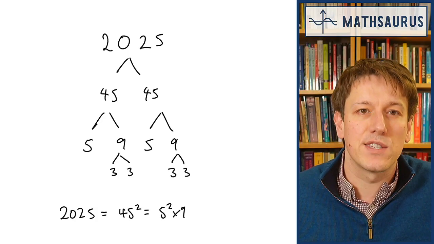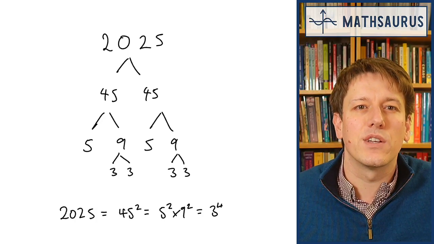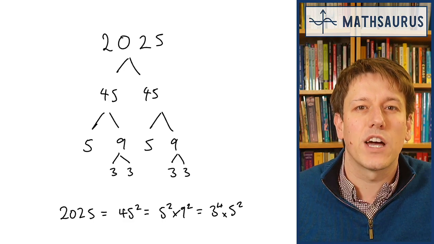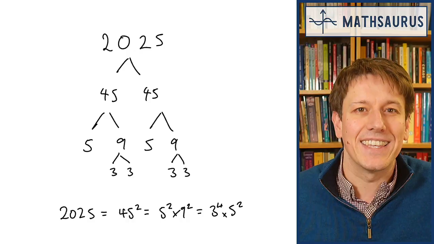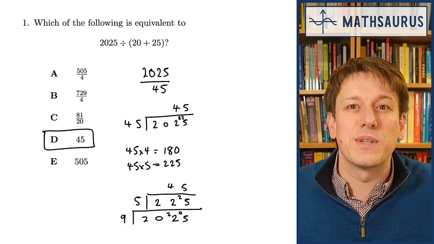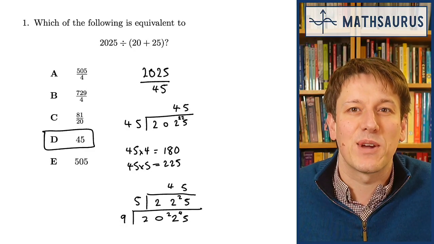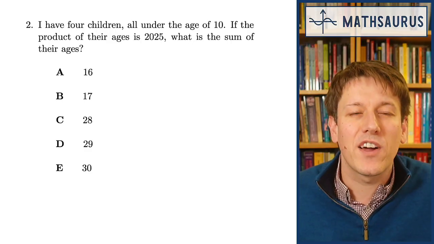We could also write that as 5 squared times 9 squared, and then we could write that also as 3 to the 4 times 5 squared. And knowing that and all those different forms is going to be useful in this year's challenges. And if we'd known that before we started question 1, we'd have been able to get the answer straight away. Here's a possible 2025 maths challenge question then.